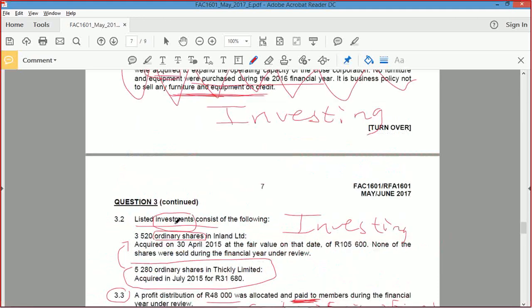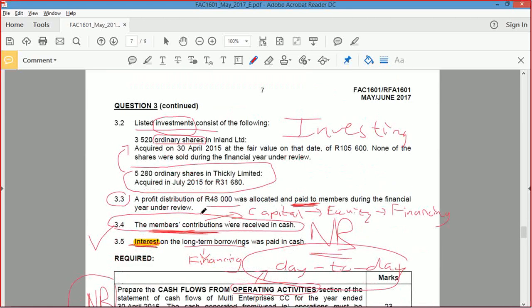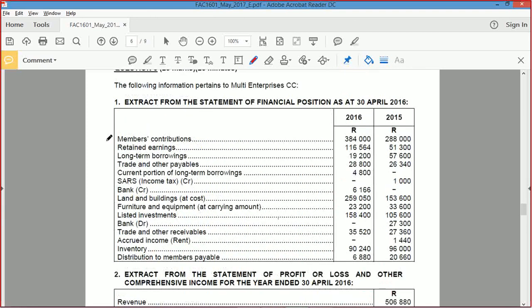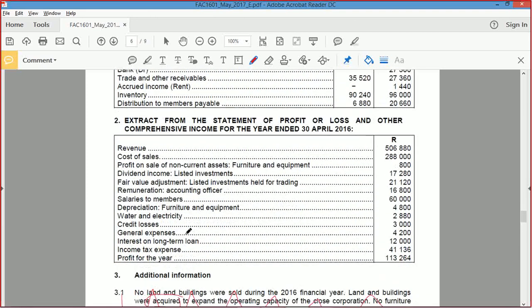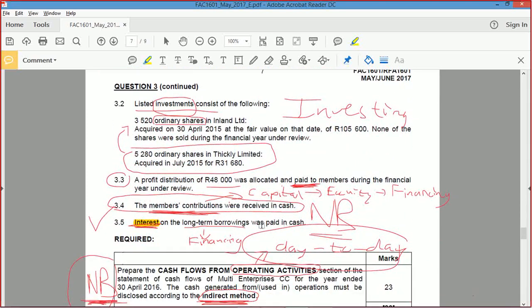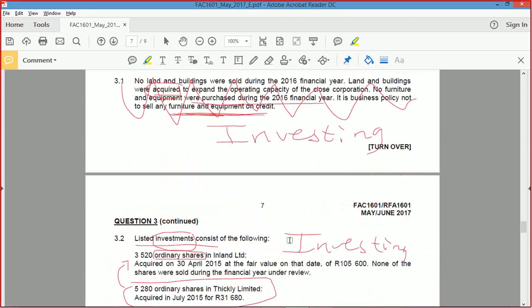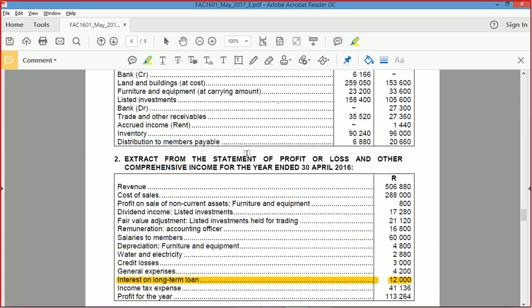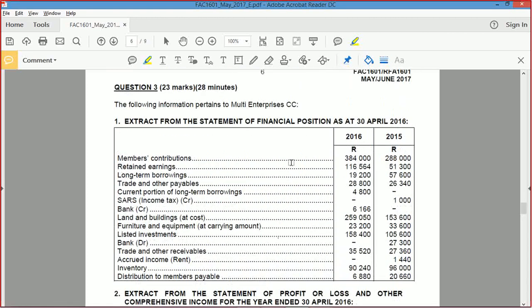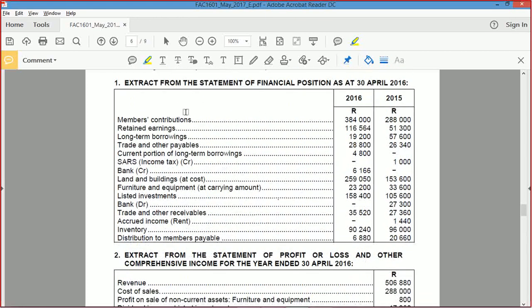Now I've covered all the additional information. It's easier when I go back to the question, because now I can go down line by line and identify things easily, because I know if it's non-cash or not. Let's deal with the interest first. There's the interest. What did they say? They said it was paid in cash. Do you agree? Yes. If I'm looking at the extract of the statement of profit and loss, and then the statement of financial position, is there anything in the financial position that relates to the interest?